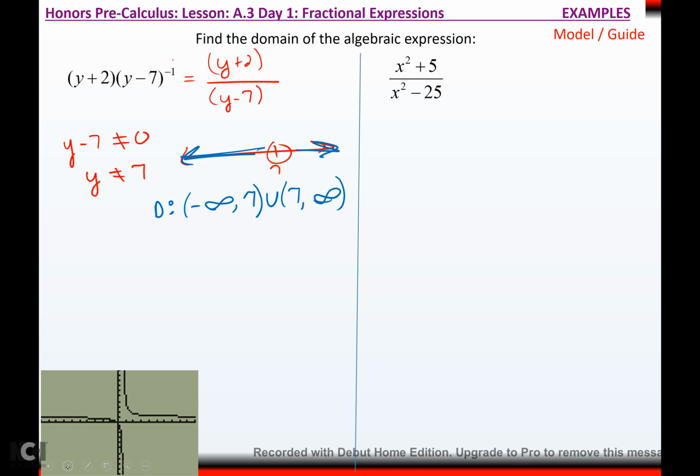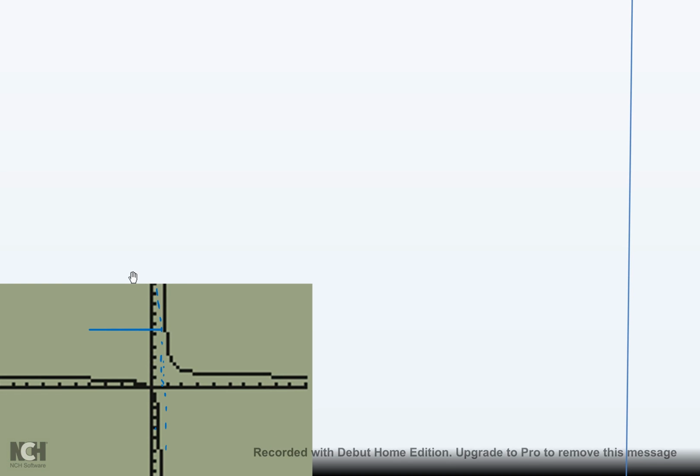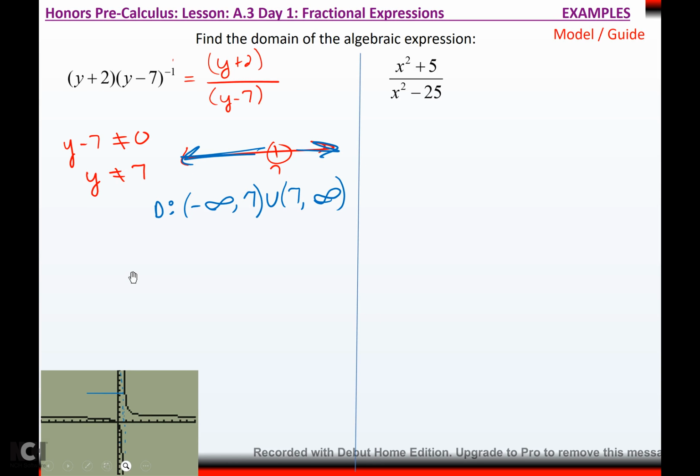And if you look at the graph, and I counted by tens, I do believe, so 7 would be about right there, because I'm counting by tens. I wanted you to see that horizontal asymptote, but we'll talk about that later. Okay? Alright, so on this one now, be careful.